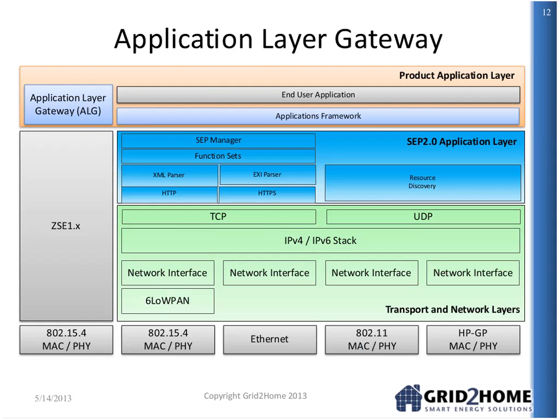So here's a block diagram of what an ALG would look like. On the left-hand side, you've got basically a SE1 protocol running over an 802.15.4 PHY. On the right-hand side, you can have a mixture of interfaces between 802.15.4, Ethernet, Wi-Fi, and PLC, and they all work on a single SEP2 stack. It's a TCP-based stack using HTTP.